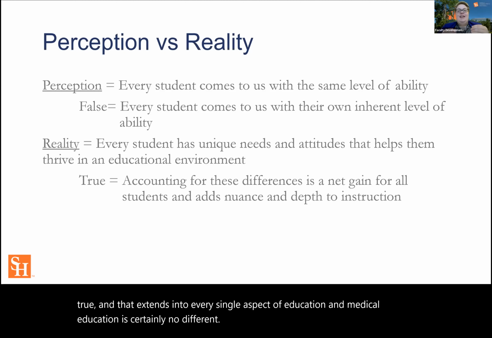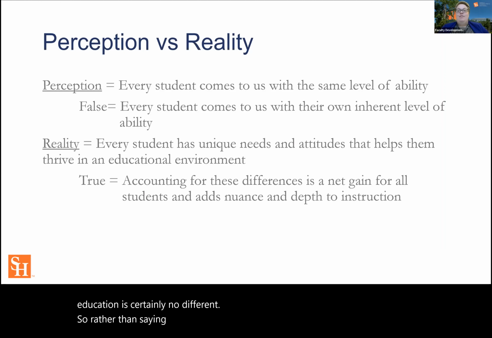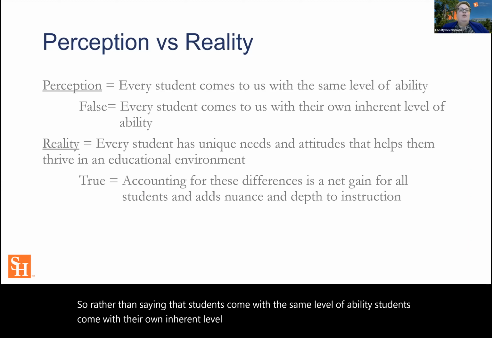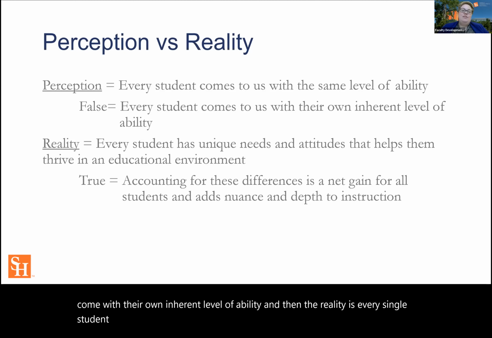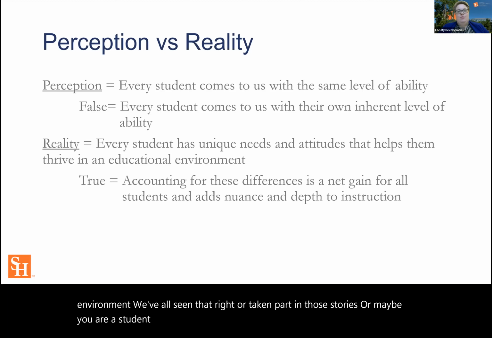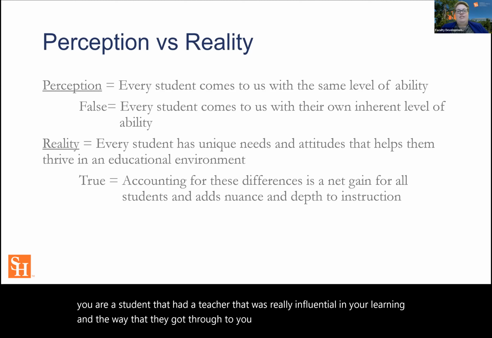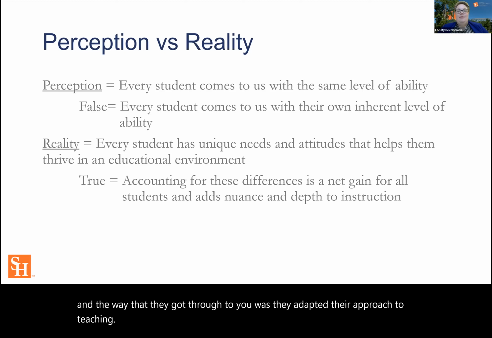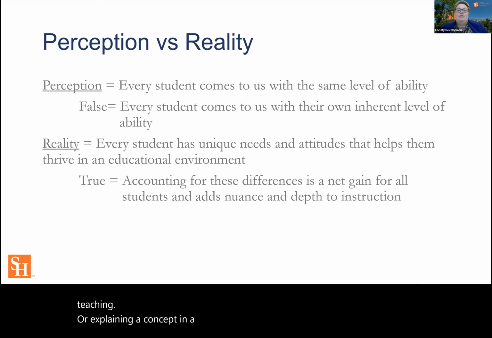So rather than saying that students come with the same level of ability, students come with their own inherent level of ability. And then the reality is every single student has unique needs and attitudes that helps them thrive in an educational environment. We've all seen that, right? Or taken part in those stories, or maybe you were a student that had a teacher that was really influential in your learning. And the way that they got through to you was they adapted their approach to teaching or explaining a concept in a way that was now clear to you. And that's the base of differentiated learning.